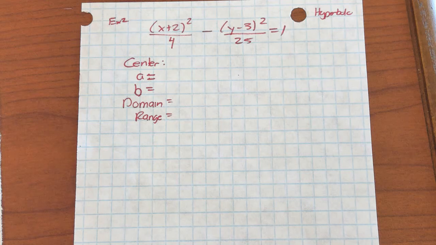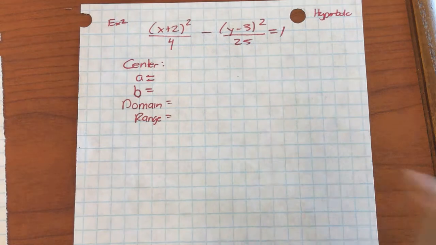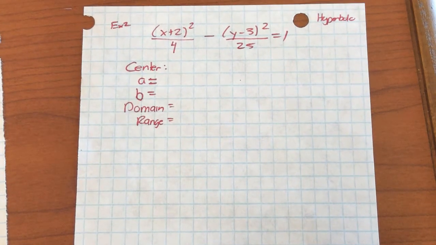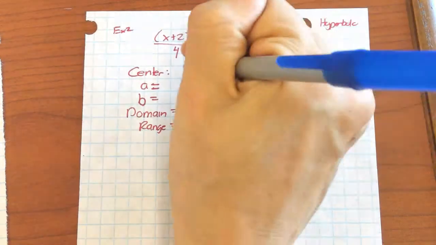Okay, this is graphing hyperbolas, which is example 2 on your notes if you're following along. So I have it in standard form. If you don't have it in standard form, there's a video on how to get it into standard form. So in standard form, pick out your center.